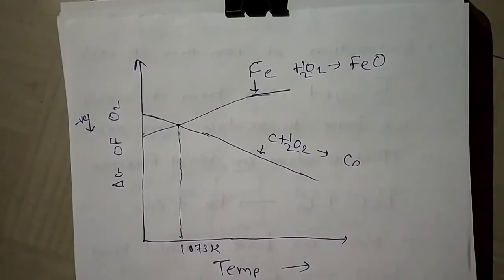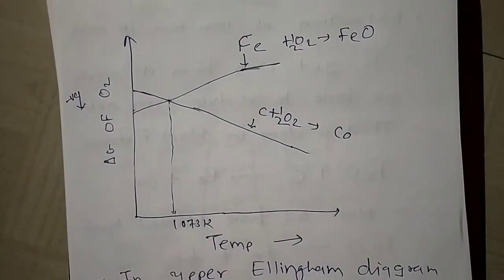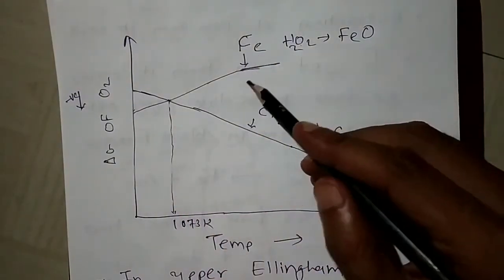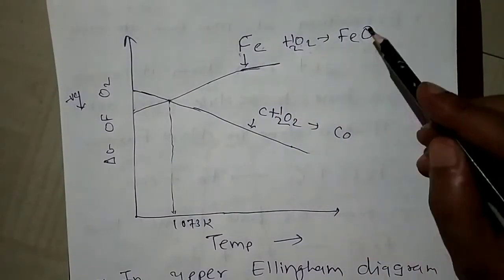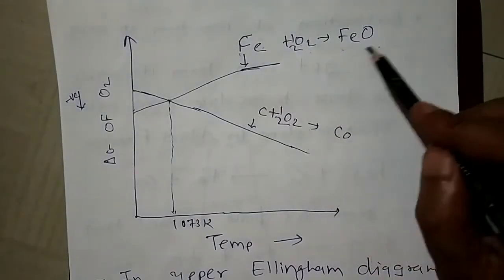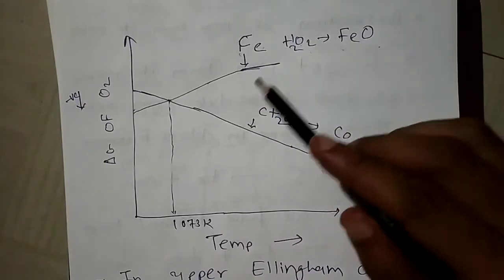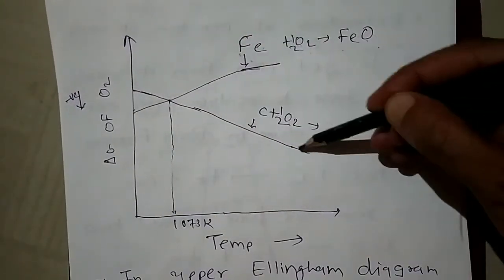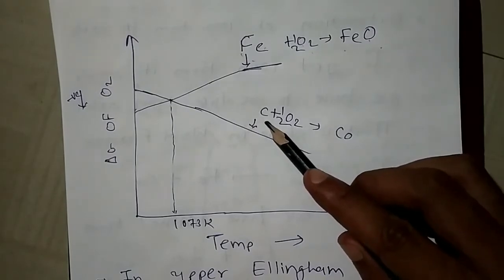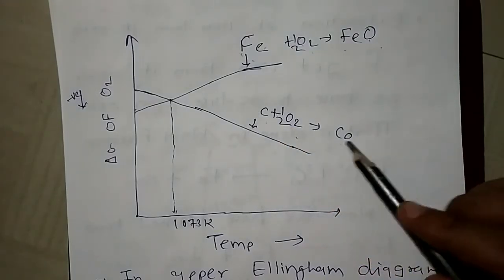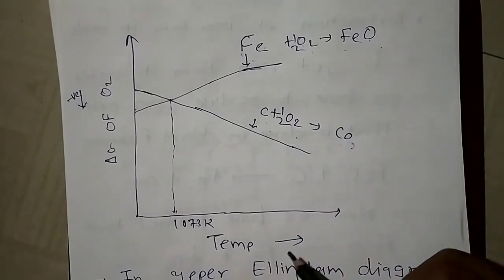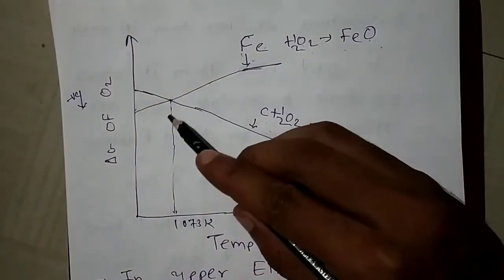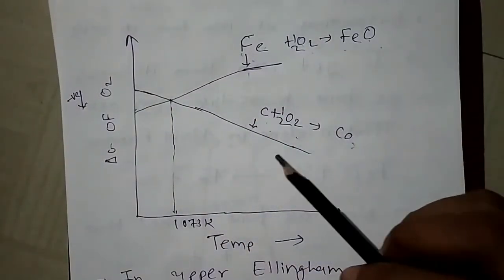Now here's the Ellingham diagram for the process. Here you can see this upward line, that shows the process Fe plus 1/2 O2 gives FeO, which is oxidation of iron. The downward line shows the process carbon plus 1/2 O2 gives carbon monoxide, that is oxidation of carbon to carbon monoxide.